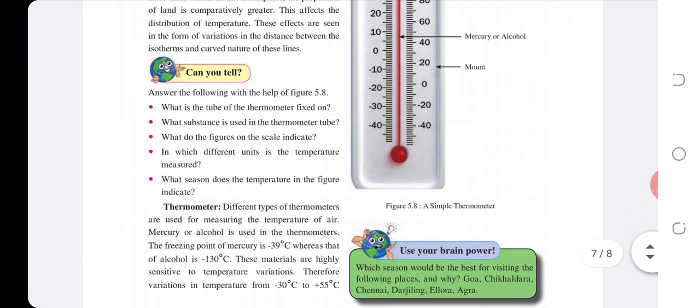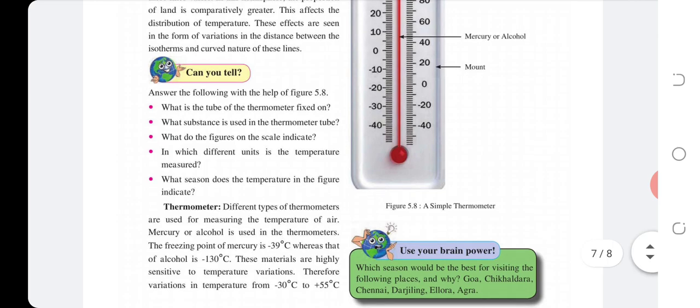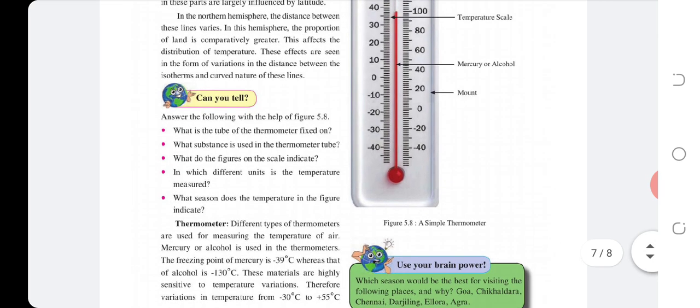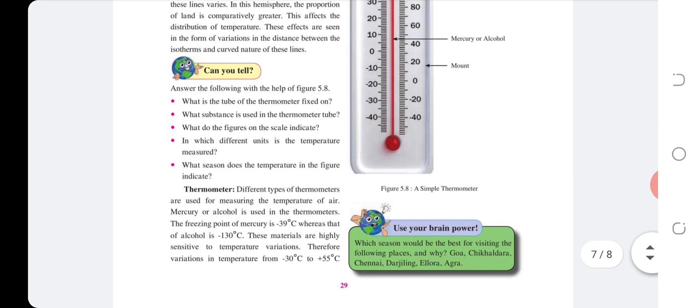Can you tell? Answer the following with the help of figure 5.8. What is the tube of the thermometer fixed on? What substance is used in the thermometer tube? What do the figures on the scale indicate? In which different units is the temperature measured? What season does the temperature in the figure indicate?